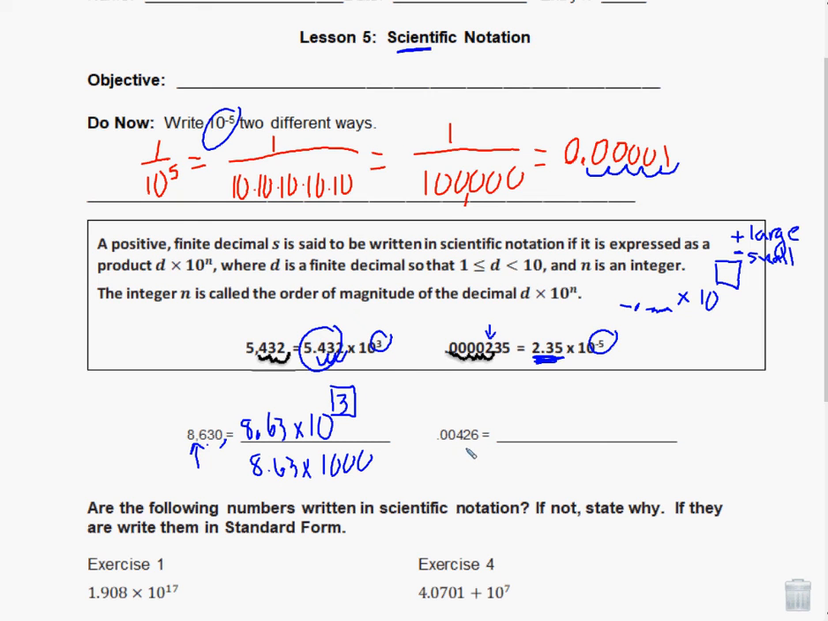This is a very small number. To put it in scientific notation, I need one digit. Remember, this first digit, let's write down a little bit more, has to be the numbers 1 through 9.